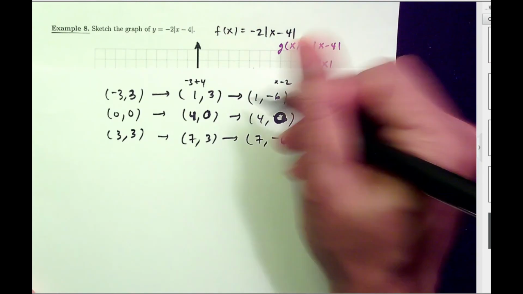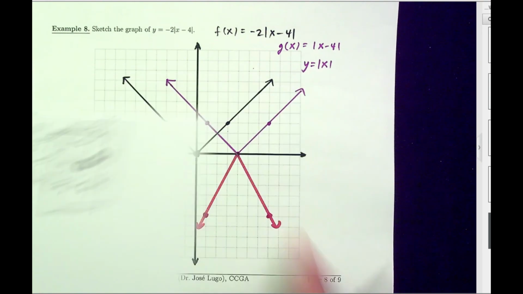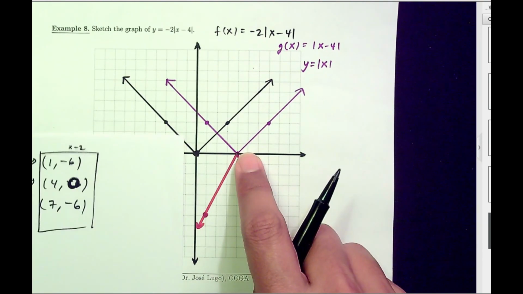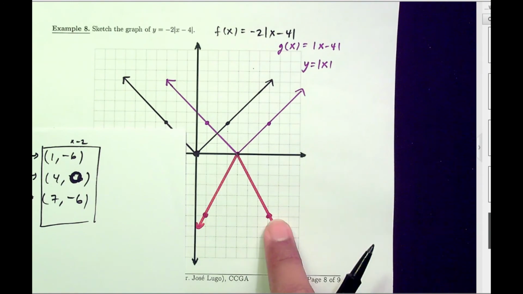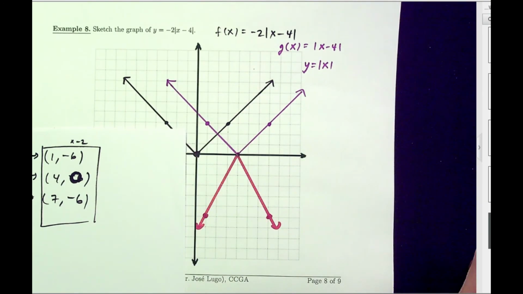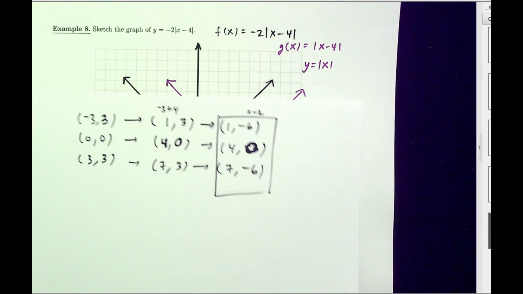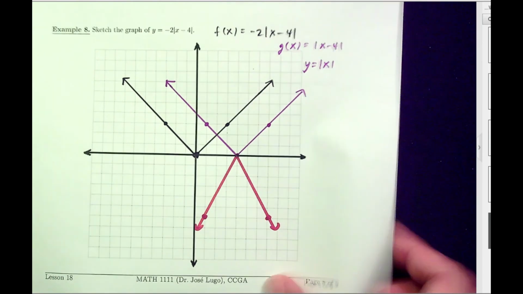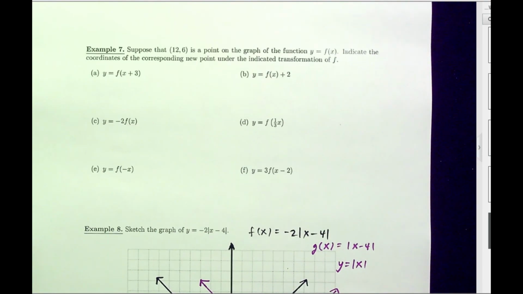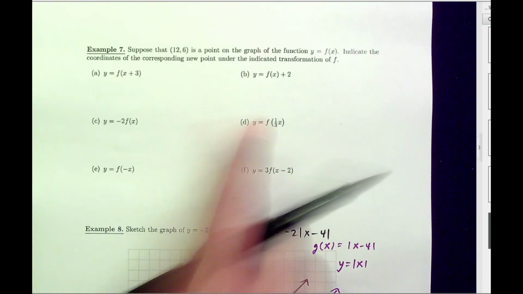And now you would only sketch this part. And that's it. So you would have negative 1, 6, 4, 0, and 7, negative 6. And that way you don't have to go through the process of drawing an intermediate graph. You could do it all in one shot. Okay, so that's it. Now, lastly, we're going to do what we just did right here without having to draw the graph.